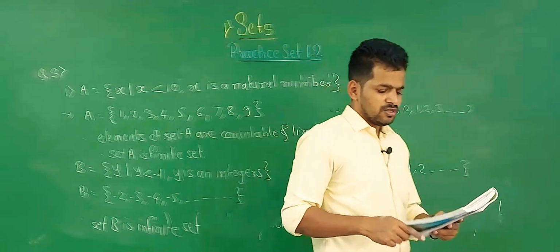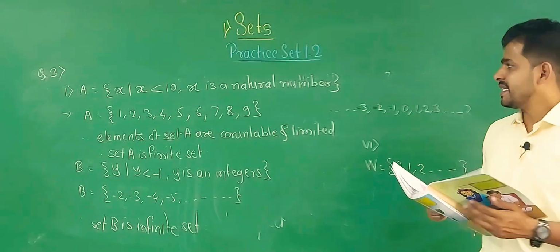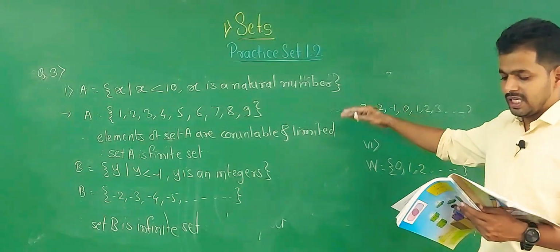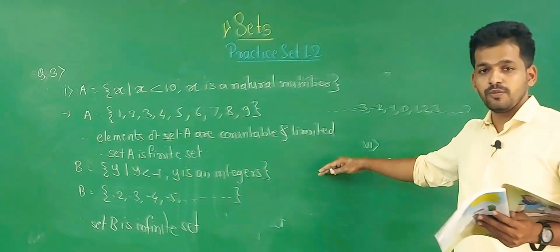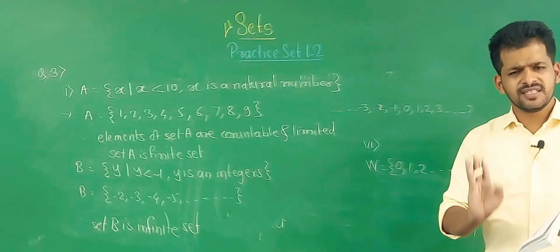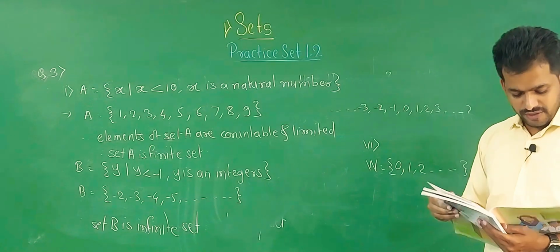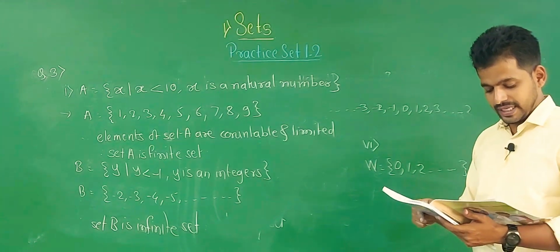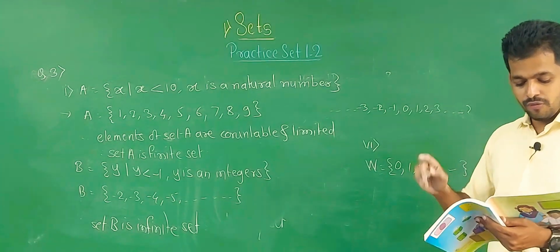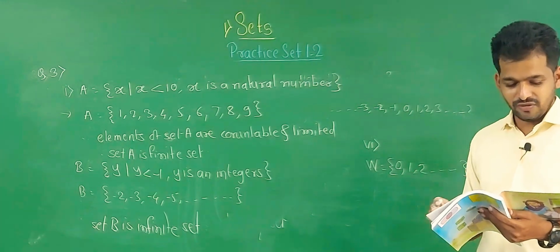Okay, this way we have to complete our practice set 1.2. The last few examples we have not written on the board, so you have to write them yourself. It is a simple one. Okay, so this way we stop here practice set 1.2. So homework means you have to copy down as it is only.